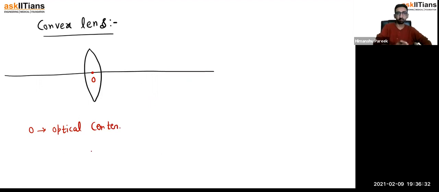Apart from this, focus is there, center of curvature is there. I hope you have got the idea about focus now. So when light rays are coming parallel, the place where they will meet after the refraction in this case would be called the focus. So the focus definition remains the same, either it is a lens or it is a mirror.